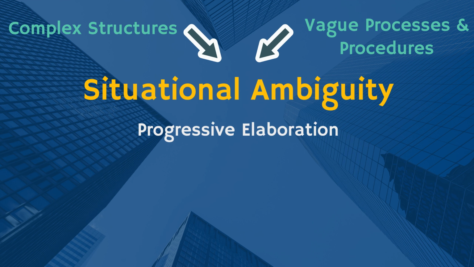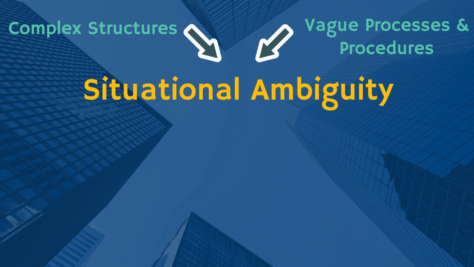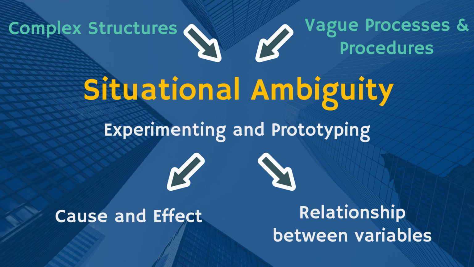On the other hand, situational ambiguity, which can arise from complex organizational structure and poorly designed processes and procedures, can be approached by progressive elaboration of the project management plan. You can start by planning the general outline of your plan, then go into details, and iteratively elaborate as more information is uncovered. Experimenting and prototyping can also help in revealing the cause and effect relationships and distinguishing the relationships between different variables.